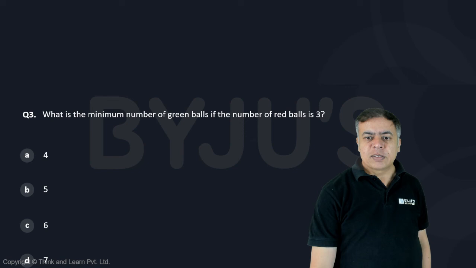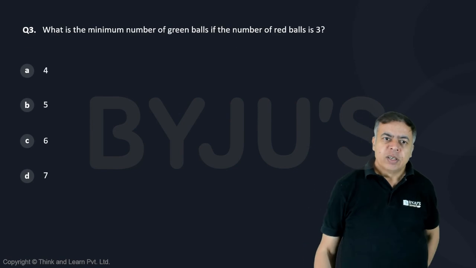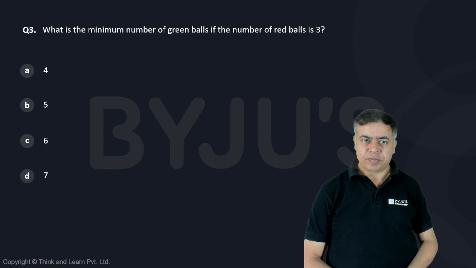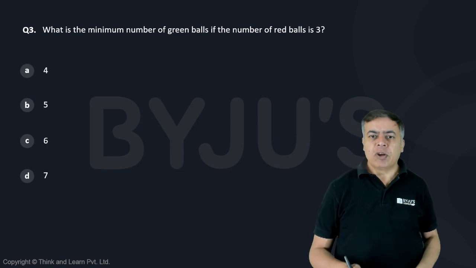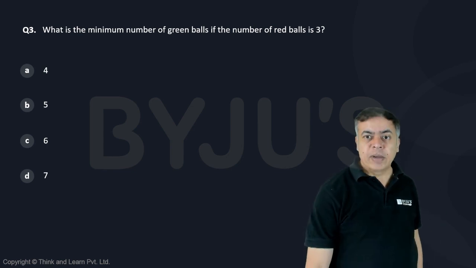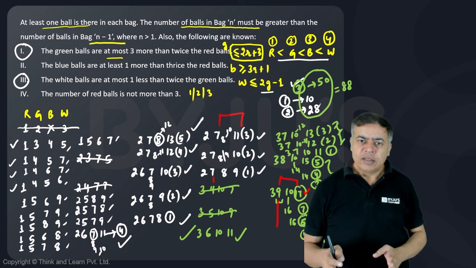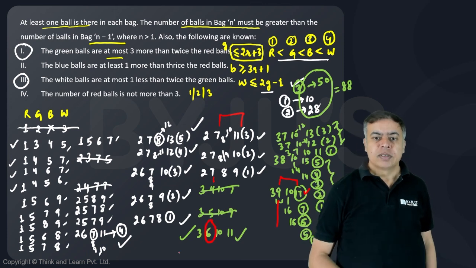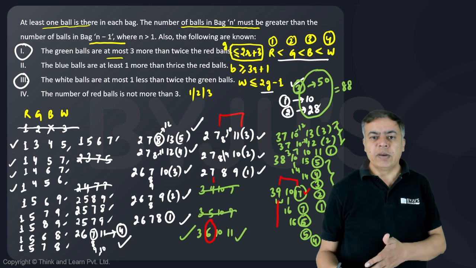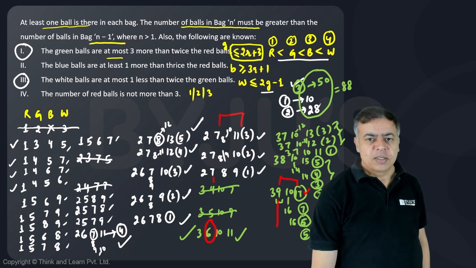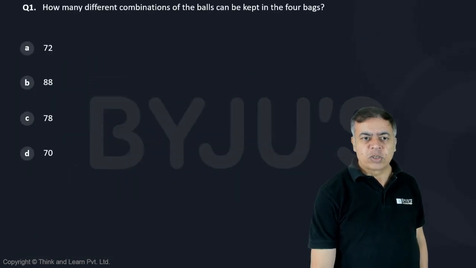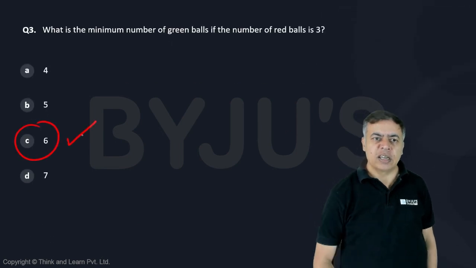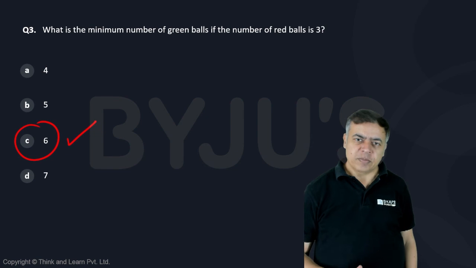Now let's move to the next question on this set. What is the minimum number of green balls if the number of red balls is 3? I will again come back to that. Red ball is 3, minimum number of green balls. When red is 3, the minimum number of green balls is 6. When you have solved all this, you can easily get all the questions correct.